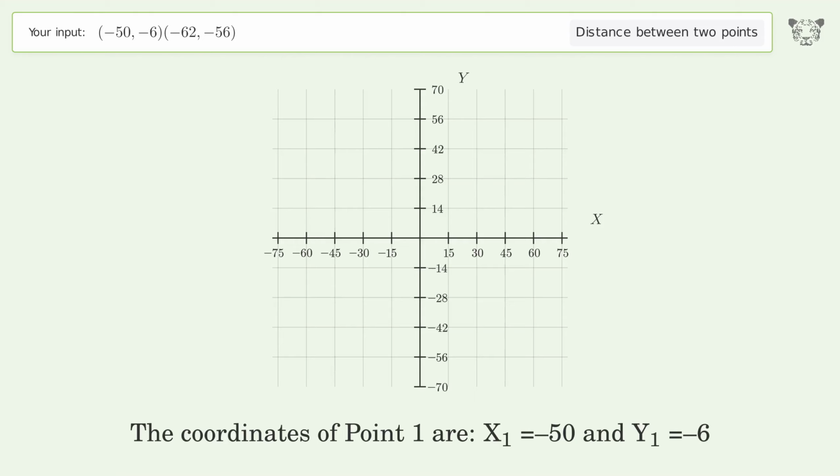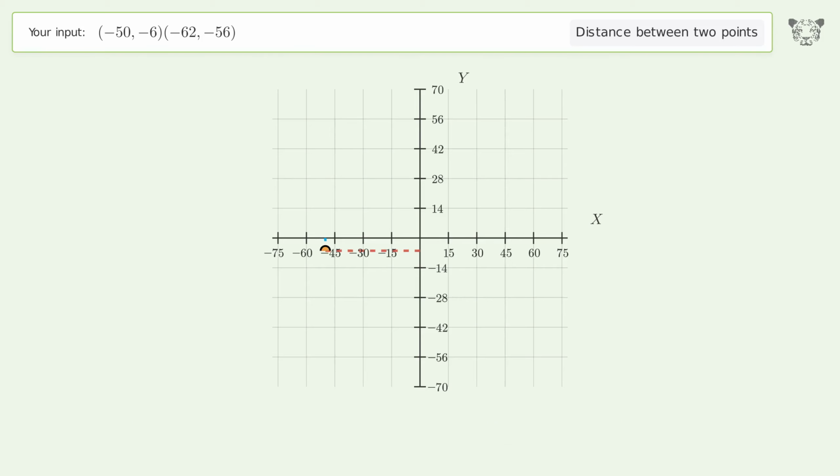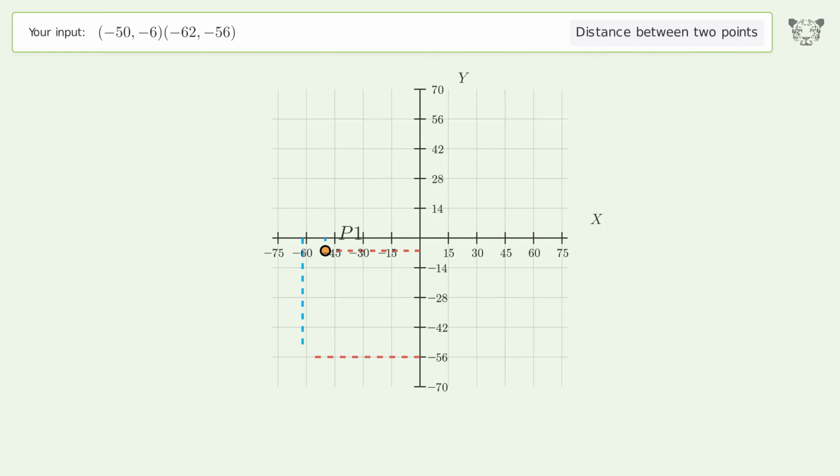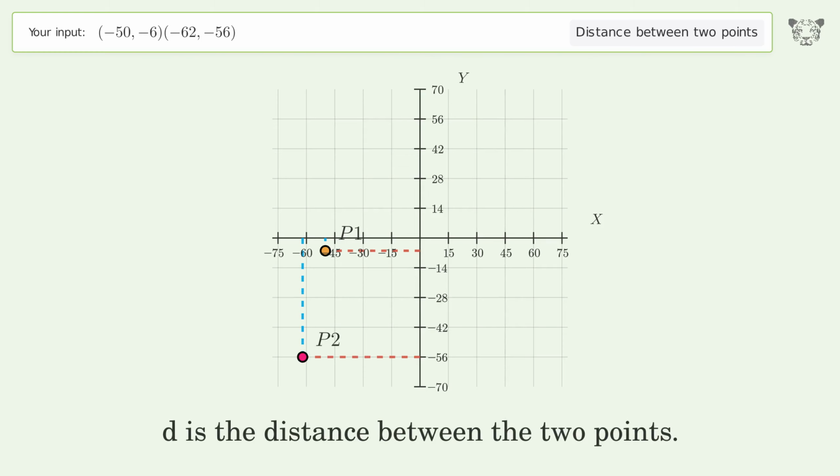The coordinates of point 1 are x1 equals -50 and y1 equals -6. The coordinates of point 2 are x2 equals -62 and y2 equals -56. D is the distance between the 2 points.